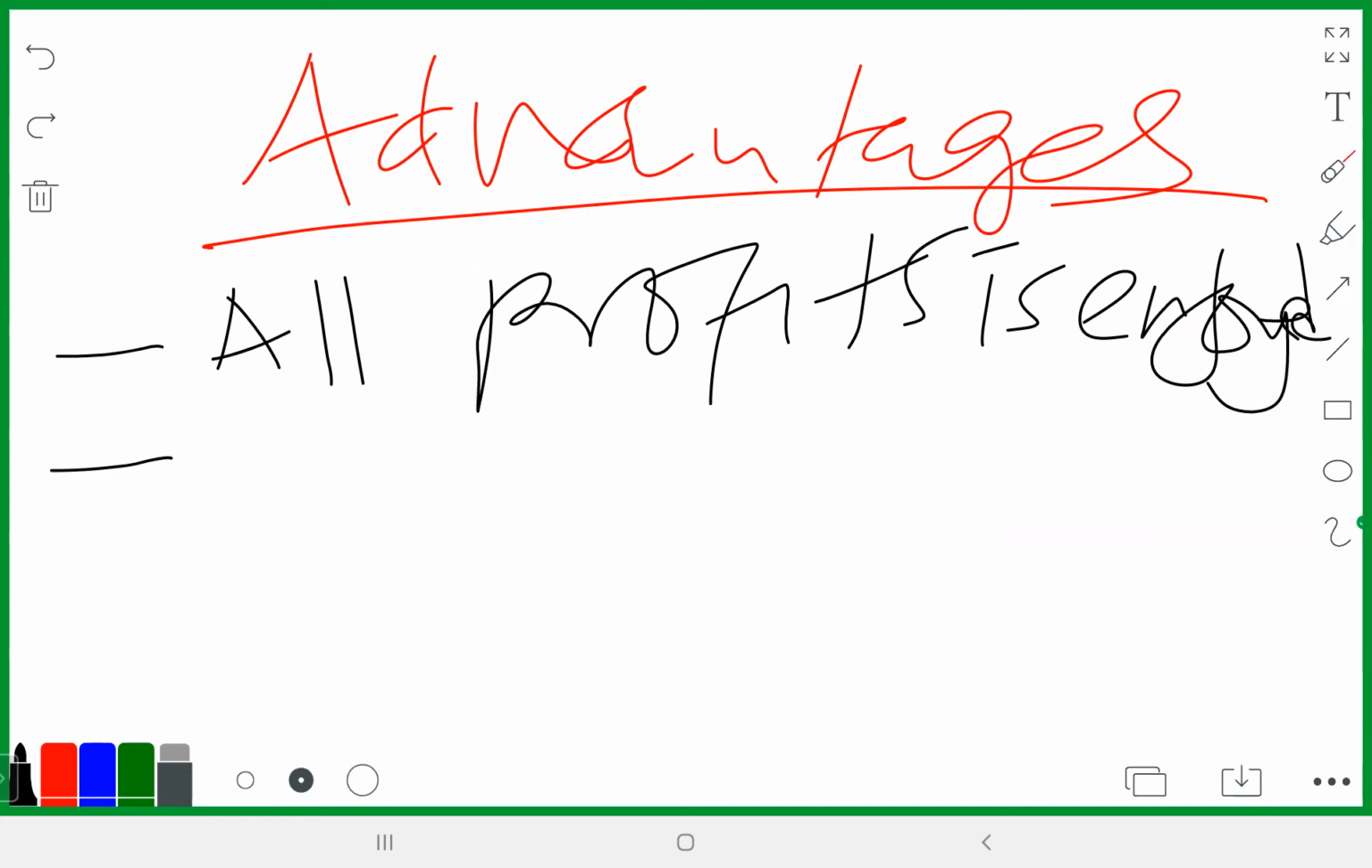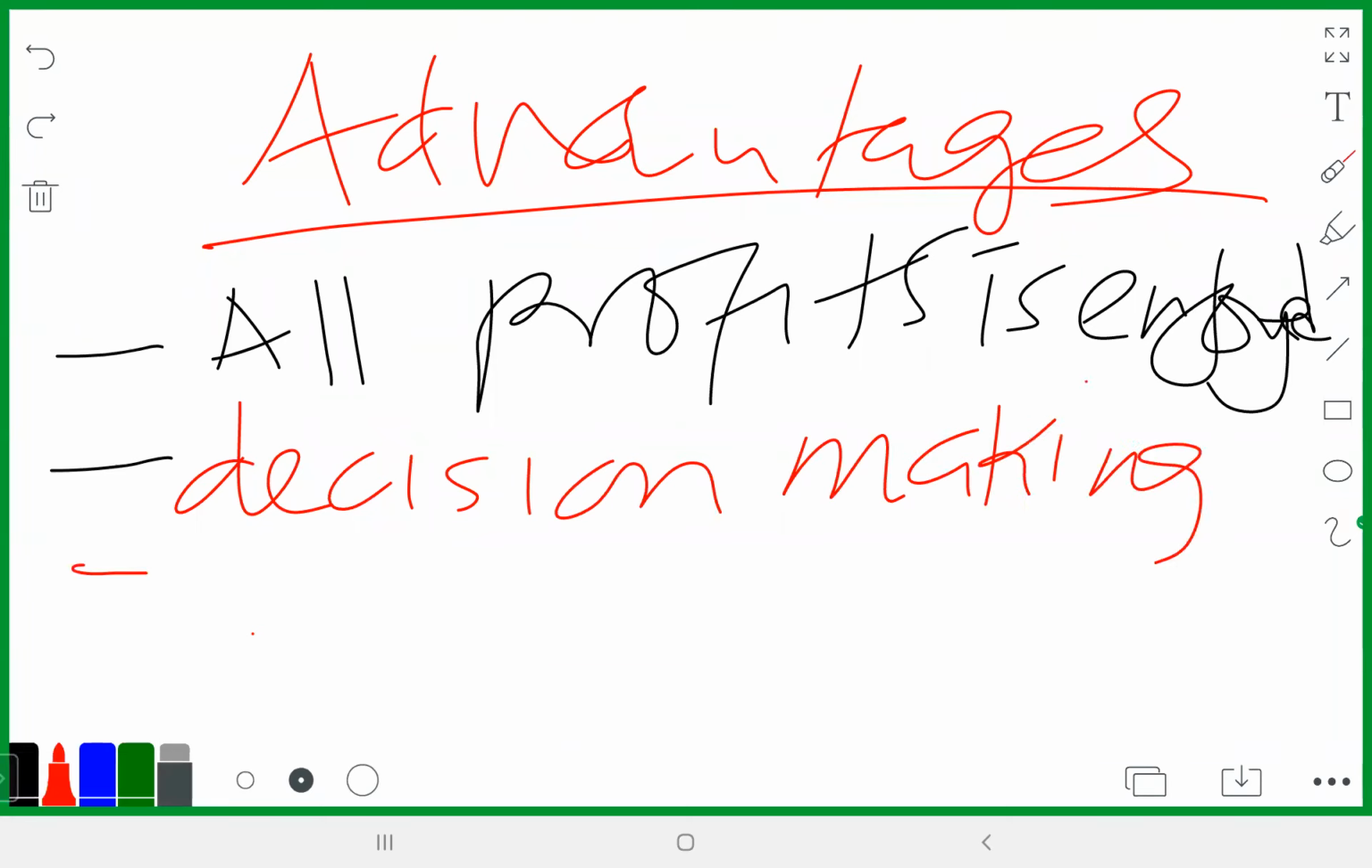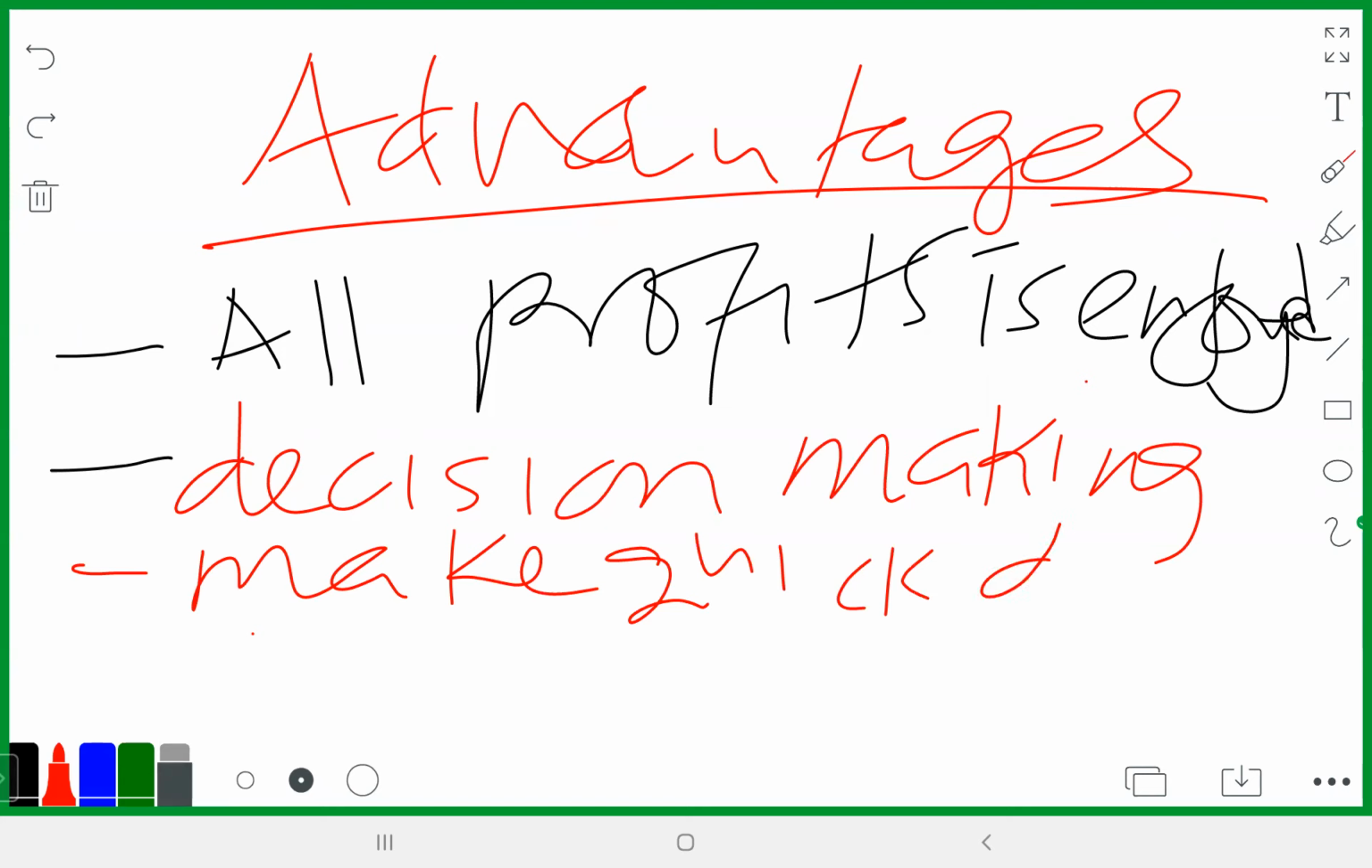Decision making is easy, for it requires less paperwork. Okay, thank you. So decision making is easy. It requires less paperwork. Or we can say they make quick decisions, right? Quick decisions, because you don't need to go and consult others. That does not happen. Usually you just stand and you're the final man.